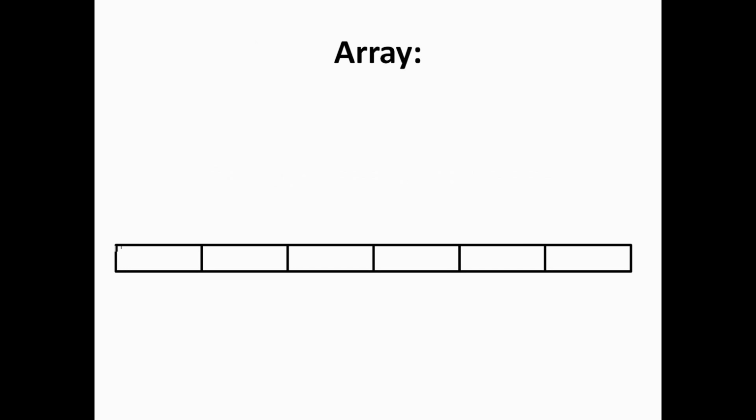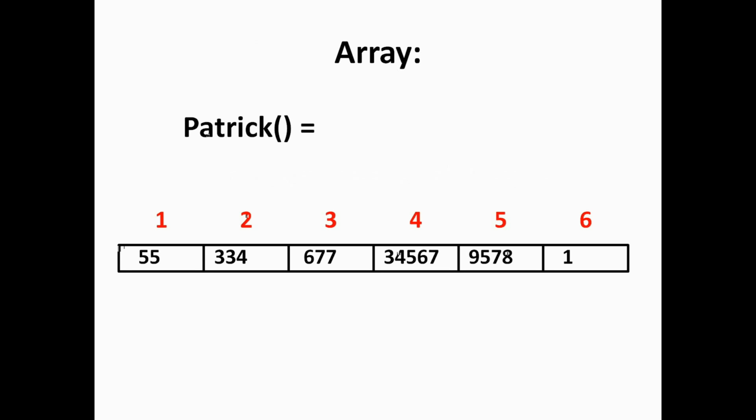So this is our array. Inside of this array, we can store some numbers. You can see that this array has 6 positions if you look at the red numbers. And this array also has a name. I have decided to call this array Patrick. Now I have chosen a human name to emphasize that this is a name that we choose.